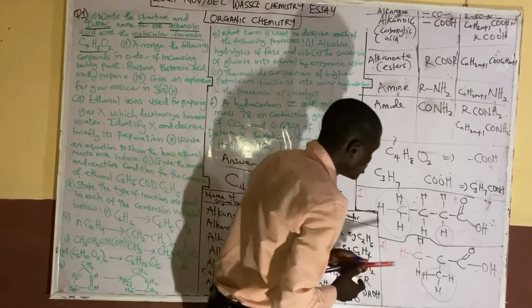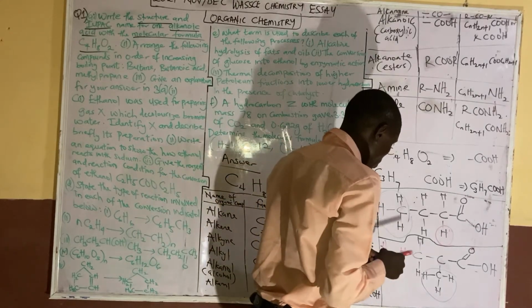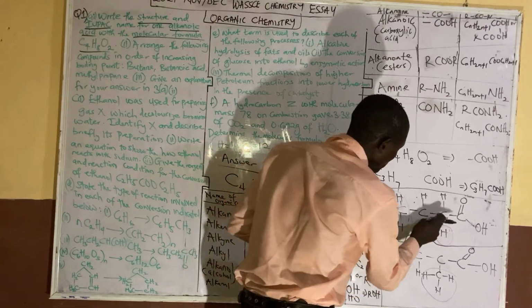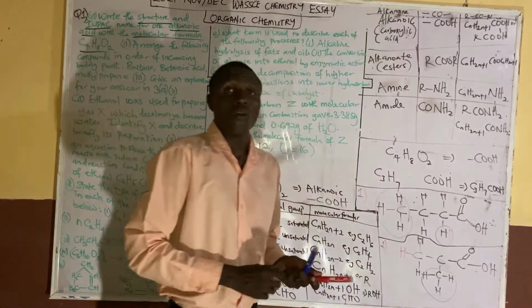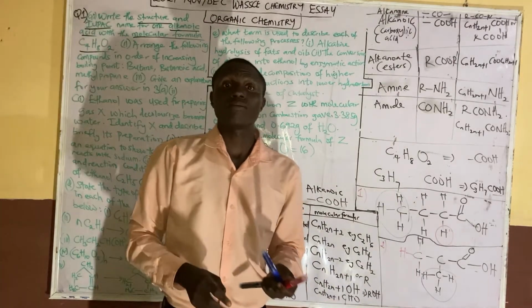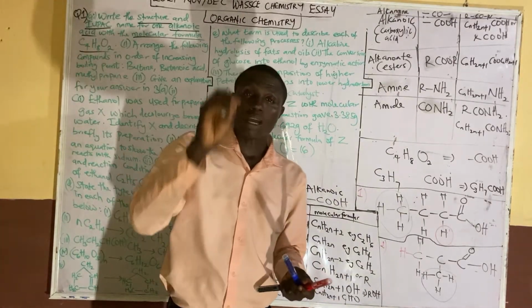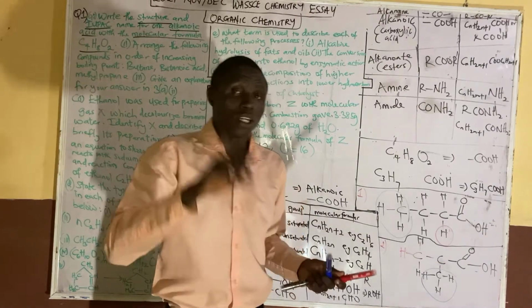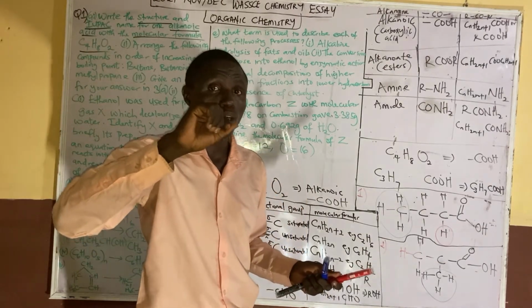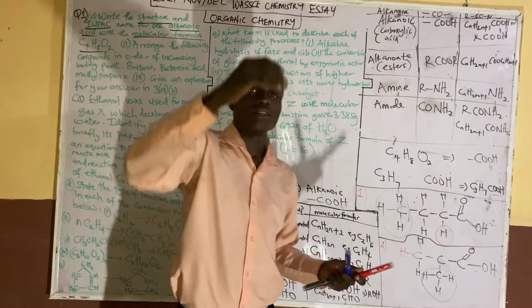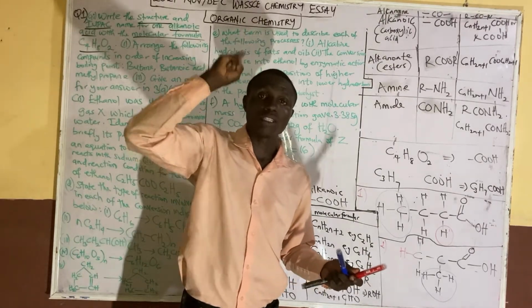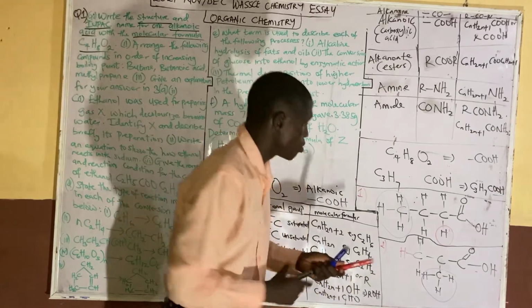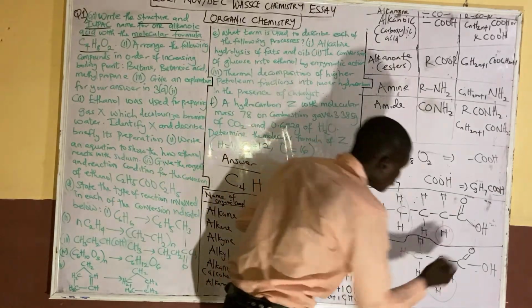So if I want to name this one now, according to the rules, I will just say, okay, how many C's do I have? 1, 2, 3, 4. Now this is 4, and number 4 is but. An organic compound containing 4 carbons is called but. Number 1 is meth, number 2 is eth, number 3 is prop, number 4 is but. So it's having 4 carbons now.